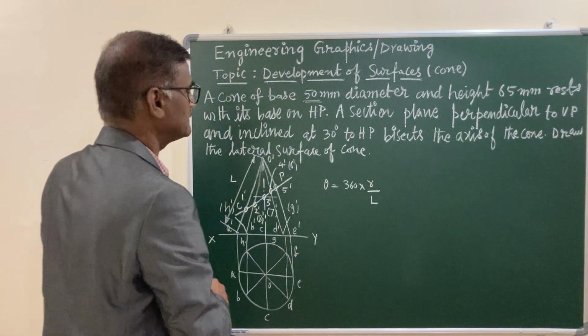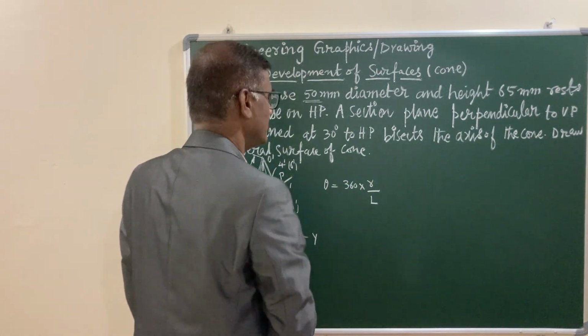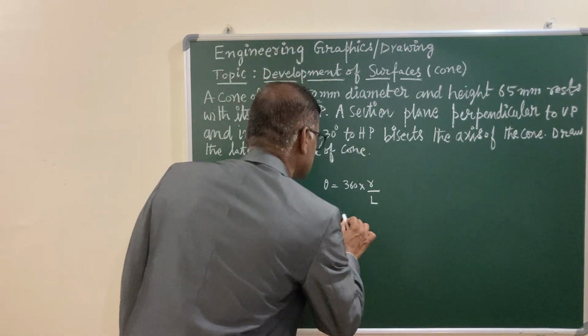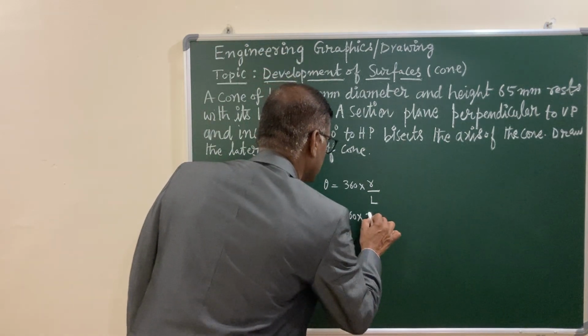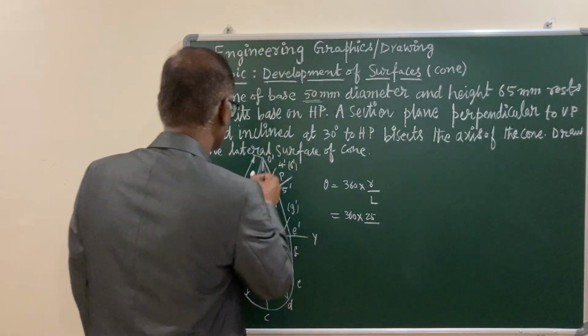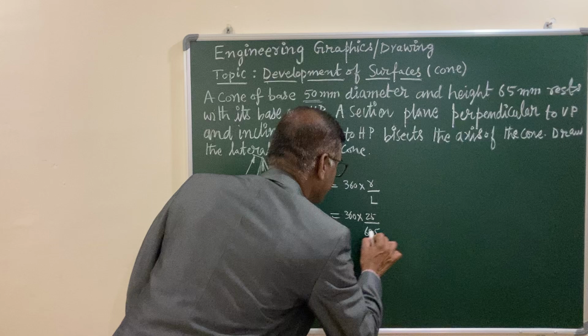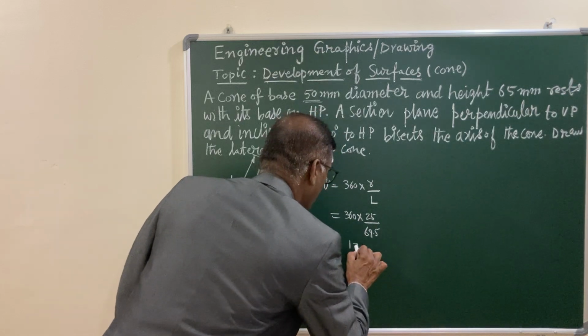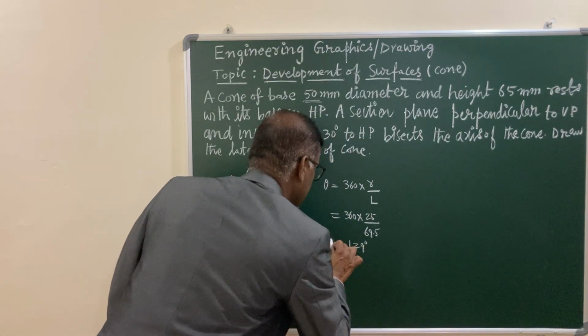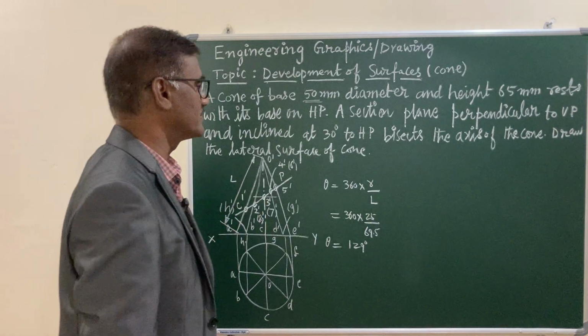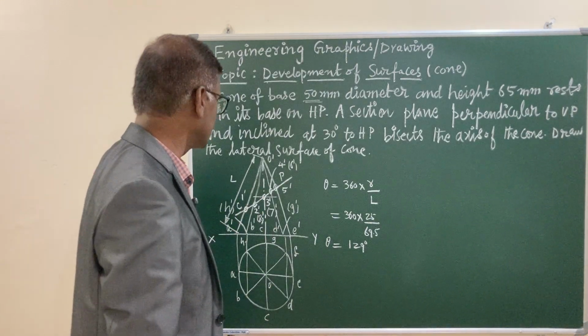L you can measure, and R is 25 mm, that is given. That means it is 360 into 25 by L. Length you are going to measure, it is going to read 69.5, and this angle, 129 degrees, you are going to get. Theta value is 129 degrees.